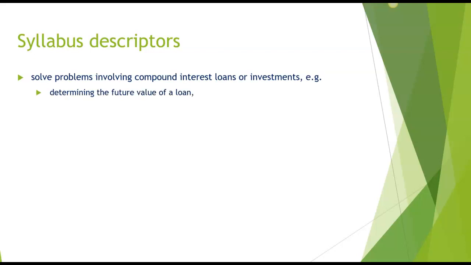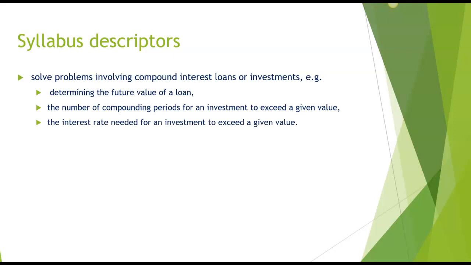So our syllabus descriptors are, we're going to solve problems involving compound interest loans or investments. By the end of today's lesson, you should be able to determine the future value of a loan, determine the number of compounding periods for an investment to reach a certain value, determine the interest rate needed for that investment to exceed a given value. So we're looking at compounding periods, interest rate, and future value. You should be able to also work backwards to work out the present value.